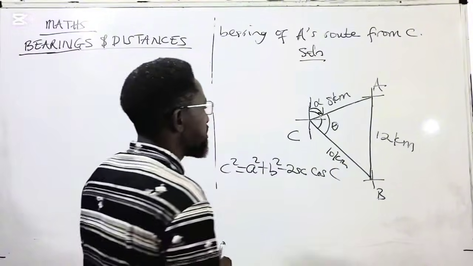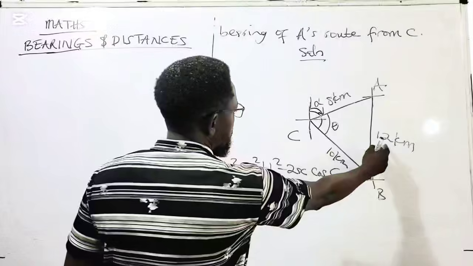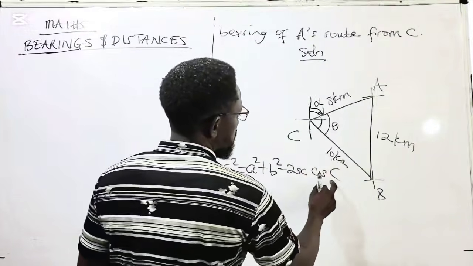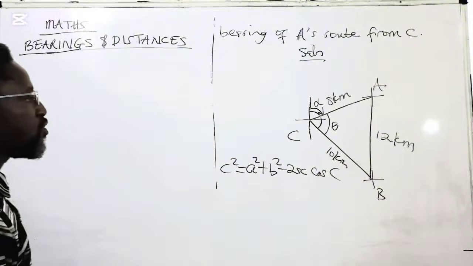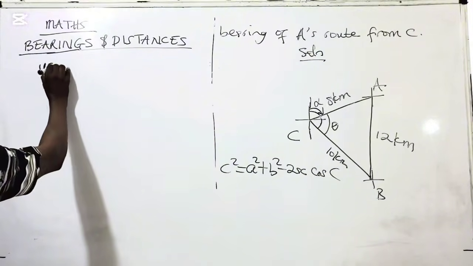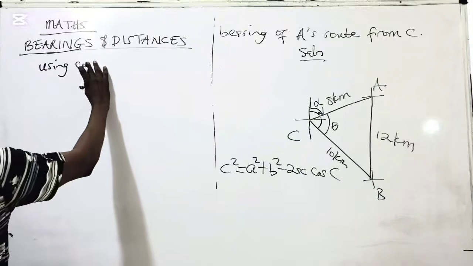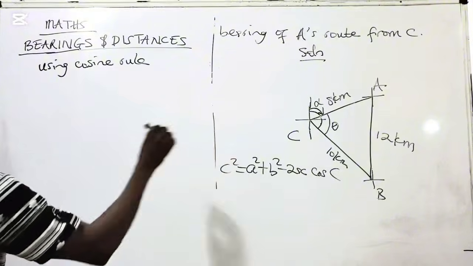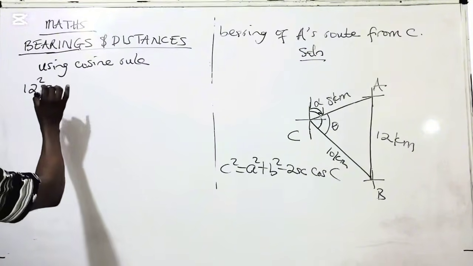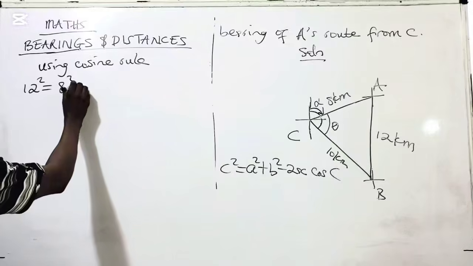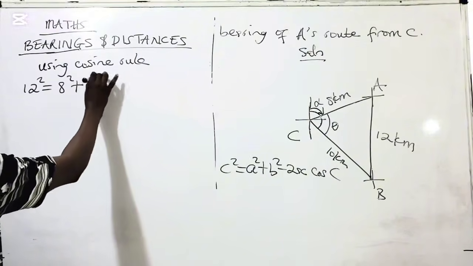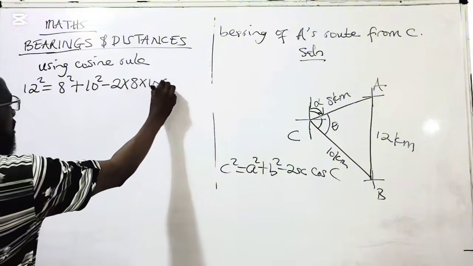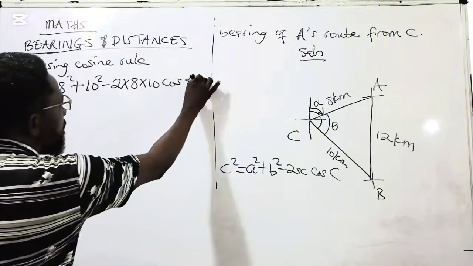So now, in this case, c squared here is represented with this 12. A squared is for this one, then b is this other side here, 10. So this angle C becomes theta. Using the cosine rule, our 12 squared equals 8 squared plus 10 squared minus 2 times 8 times 10 cos theta.